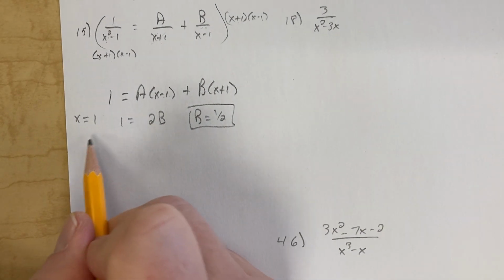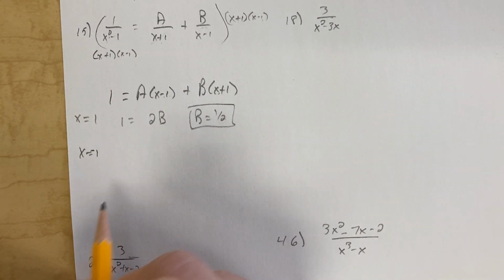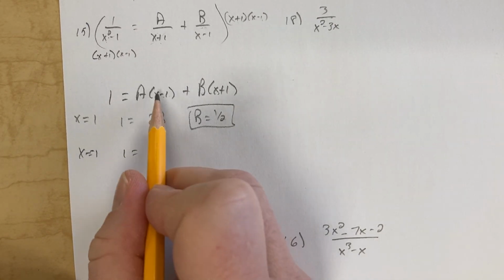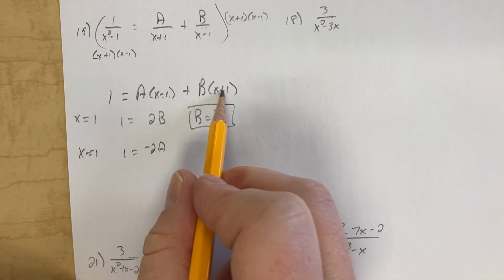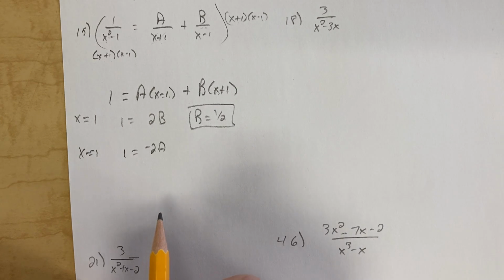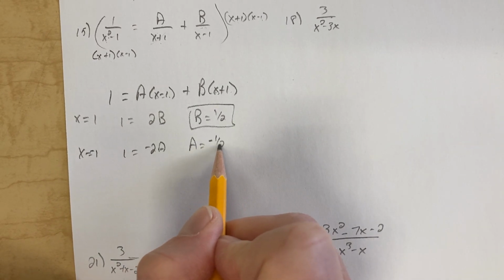All right, and then we're going to pick a convenient one for here. How about negative 1? So that 1 equals negative 1 minus 1. That's a negative 2 times a. And negative 1 plus 1 is 0. That'll go away. All right, if you divide by negative 2, we get a equals negative 1/2.